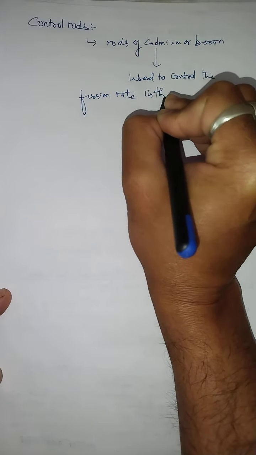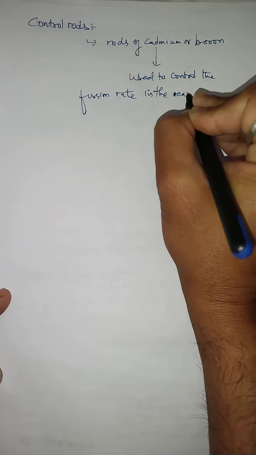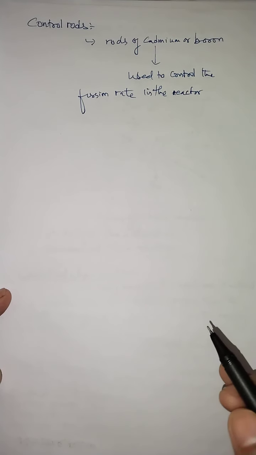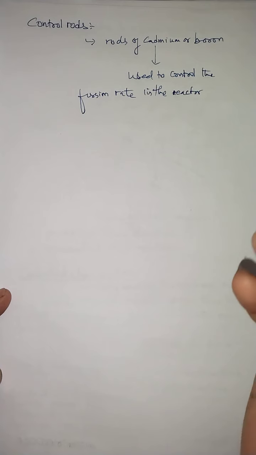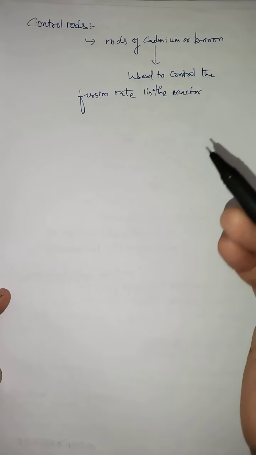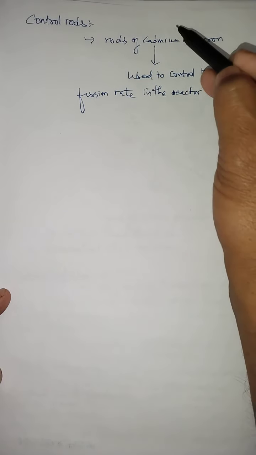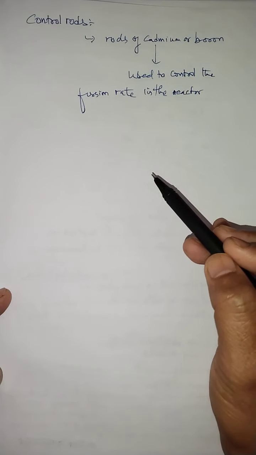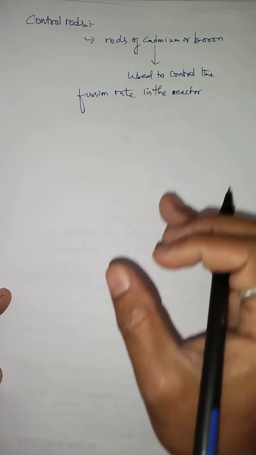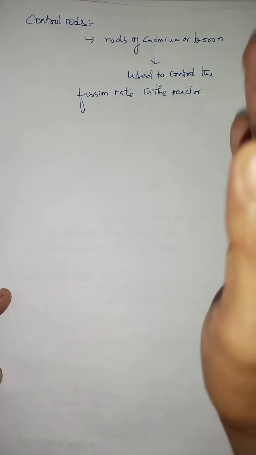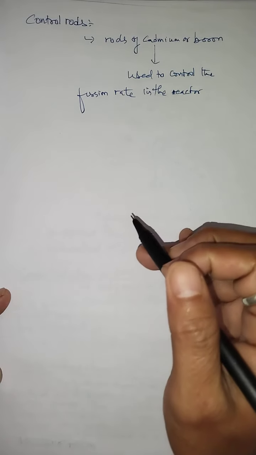So what is the main function of control rods in a nuclear reactor? They are used to control the fission rate in a reactor. If the fission rate is not controlled, then a controlled chain reaction will not be obtained, and in that case the nuclear reactor cannot be used. That's why whenever the rate of reaction is to be controlled, it is done by the rods known as control rods, made of cadmium or boron. These rods are fixed on the reactor, so there are a number of control rods fixed in the nuclear reactor as a wall.